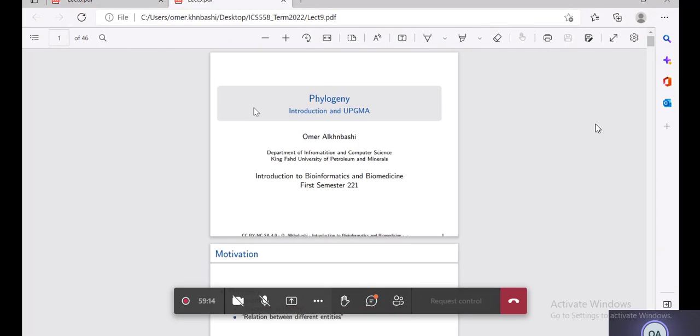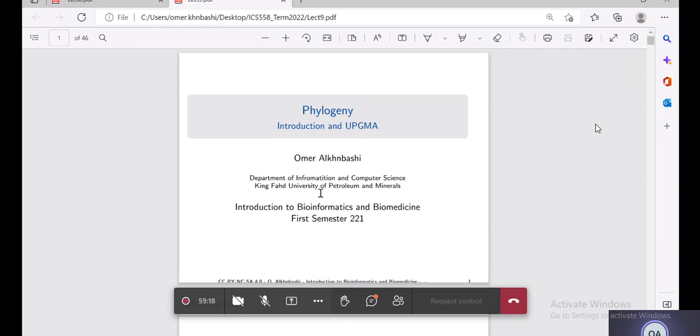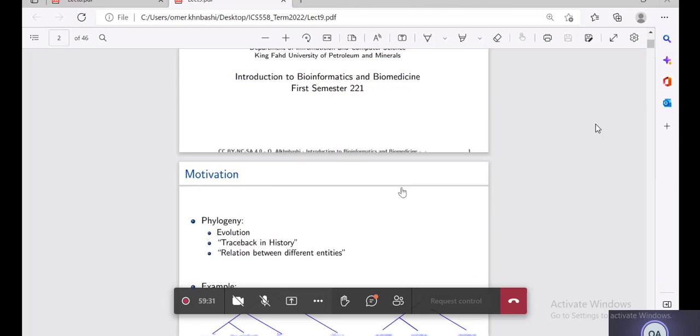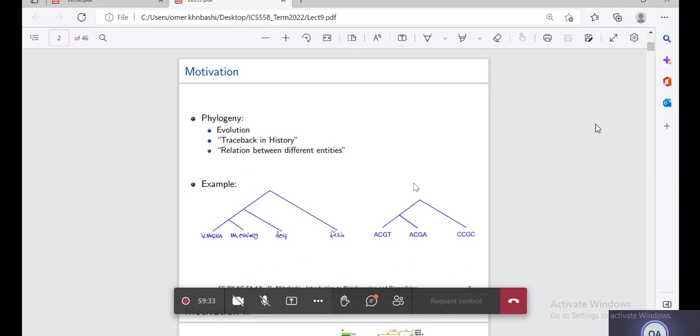Yeah, so today we'll talk about a new lecture. You remember in the multiple sequence alignment, we looked at the phylogenetic tree. Today we'll talk about how we build the phylo tree, what the concept is, and what's behind this phylo tree. Okay, so what is the motivation? Let's start with the motivation.